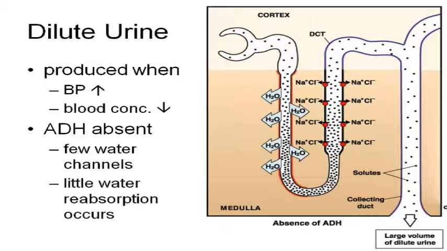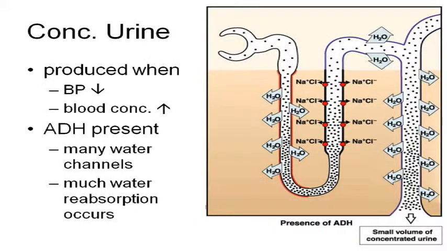There aren't many water channels, so whatever water remains in here is going to stay in here, and you're going to produce a large amount of urine, but it's going to be dilute. If your blood pressure is low or your blood concentration is high, you're dehydrated. Then ADH is going to be present. You're going to have lots of water channels in here. Most of this water that gets down to this point is going to get reabsorbed, so you produce a small amount of concentrated urine.